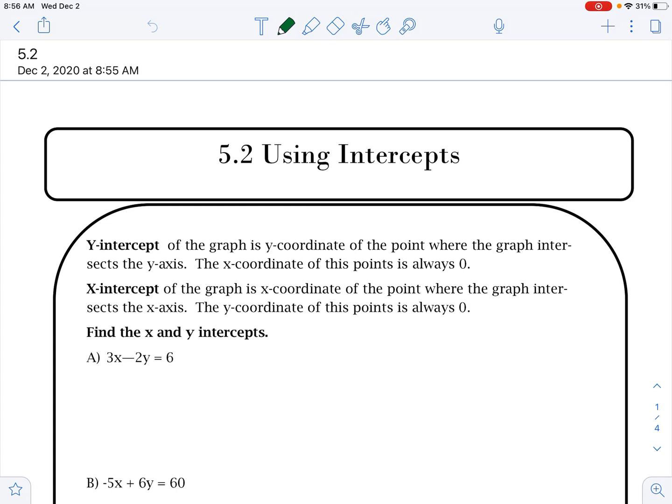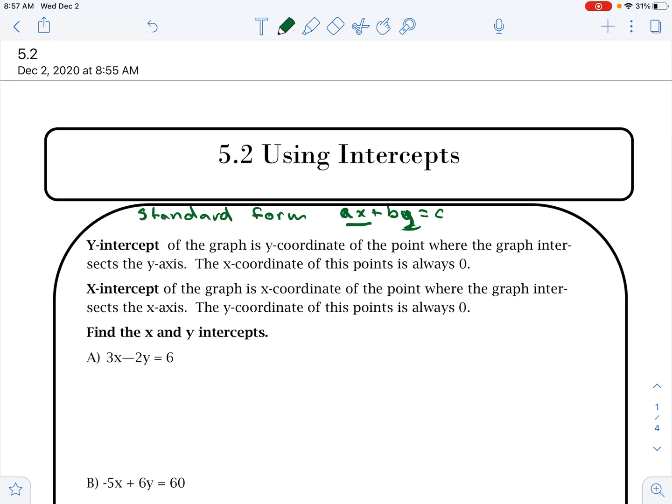First of all, we're going to use intercepts when we have standard form. Once again, standard form is when x and y are on the same side: ax plus by equals c. Anytime we have standard form, we're going to graph it using the intercepts.